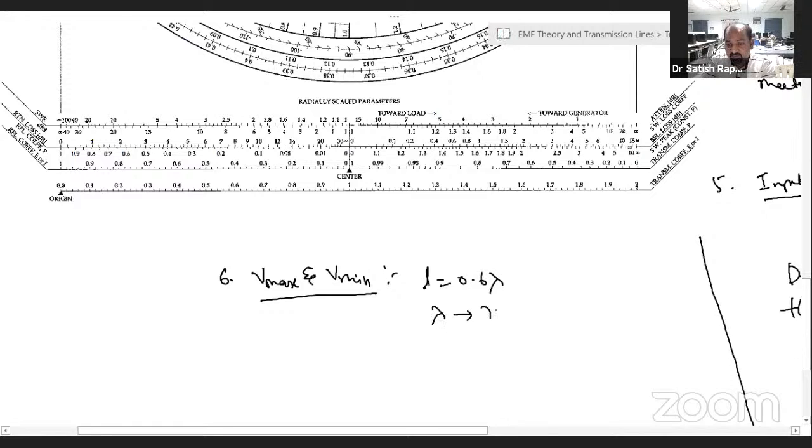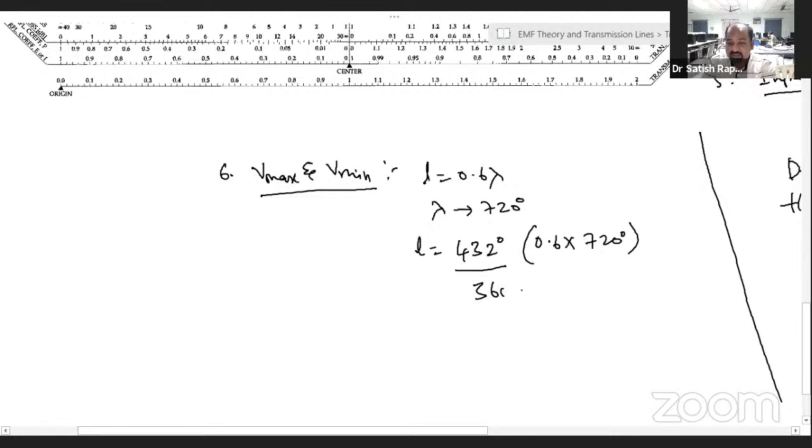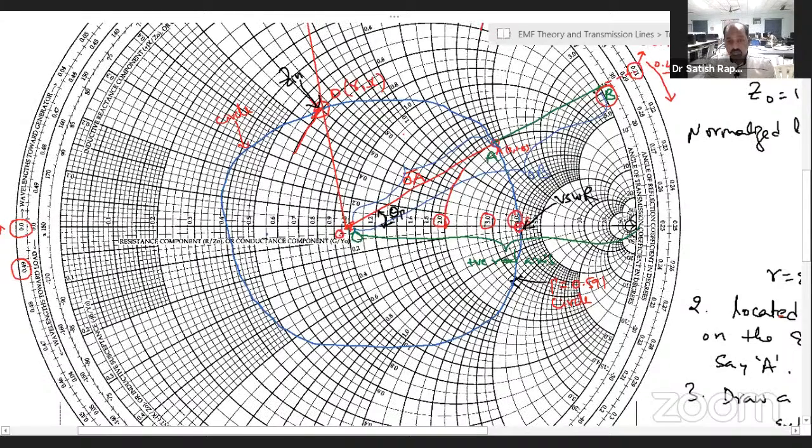Lambda means what? 720 degrees. Let me convert in terms of degrees so that it becomes easy. So lambda is 720 degrees. Therefore, L is equal to 432 degrees: 0.6 multiplied by 720 degrees gives 432 degrees. That means 360 plus 72 degrees, which is equal to 432 degrees. And now to identify V max and V minima, you just listen.